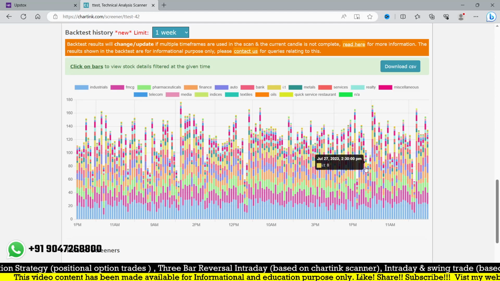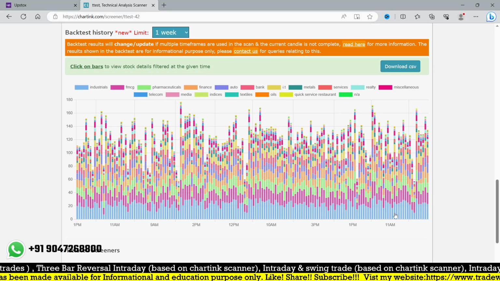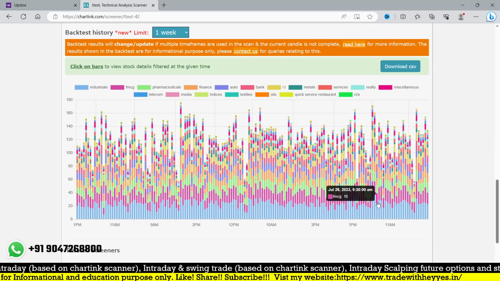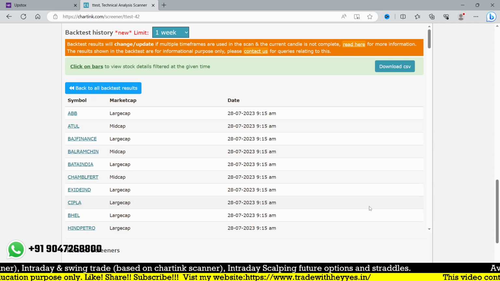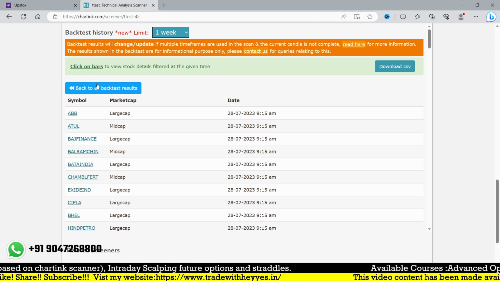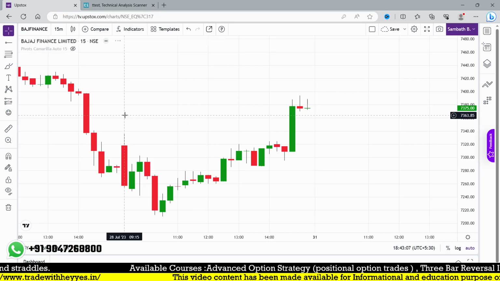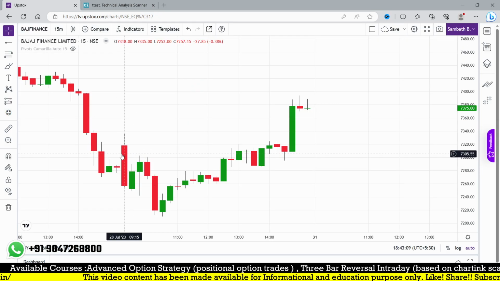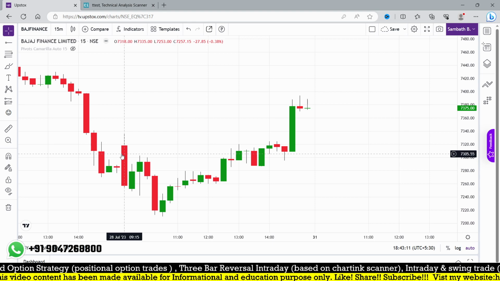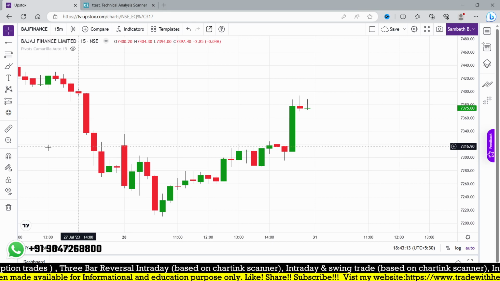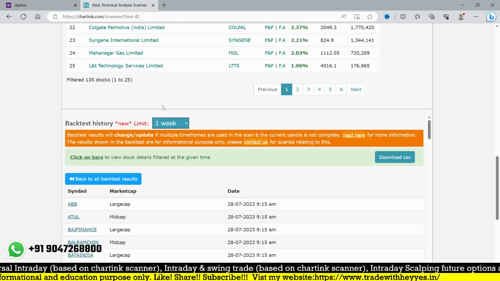So you can look at how many stocks are happening here around 9:15. So today at 9:15 we have a lot of stocks: ABB, Atul, Bajaj Finance. If you take Bajaj Finance, let us see it go higher. So this was 15 minutes, but instead of moving higher, it moved down. So I don't want such a thing, which I'm going to avoid.